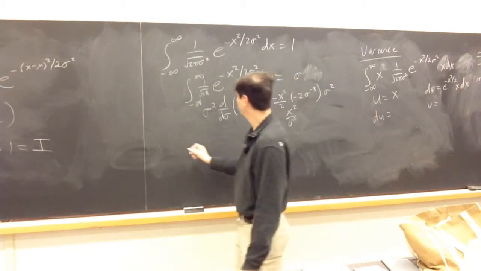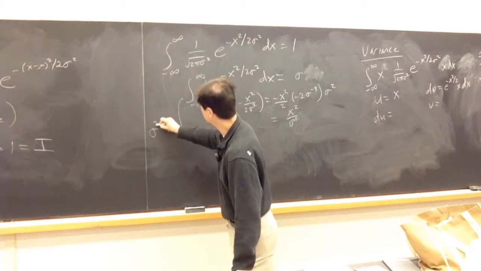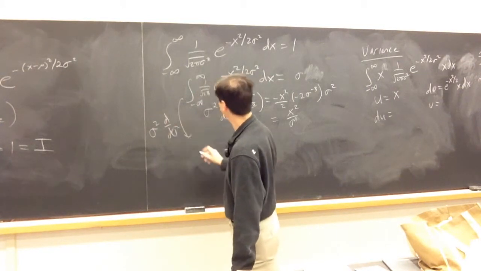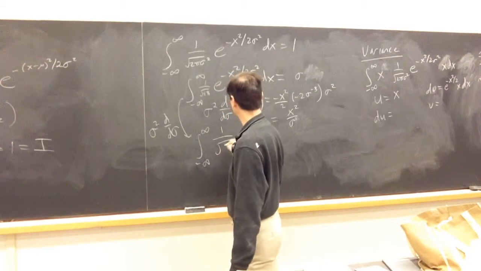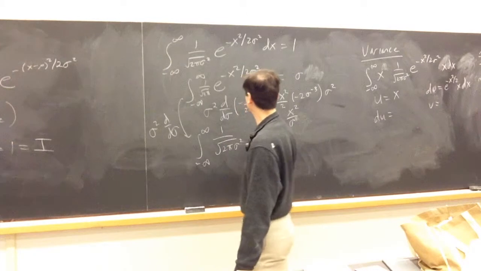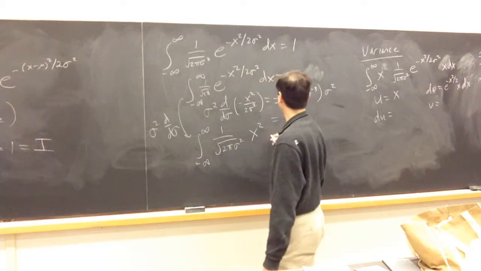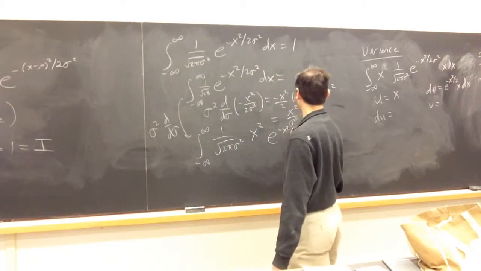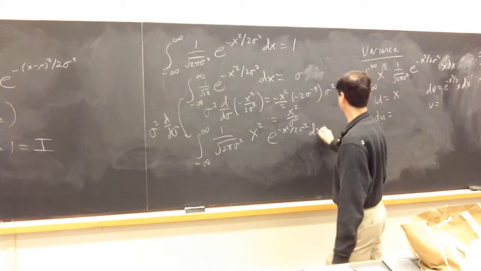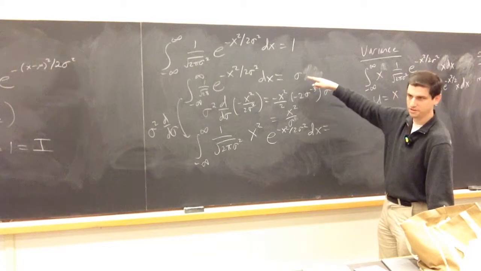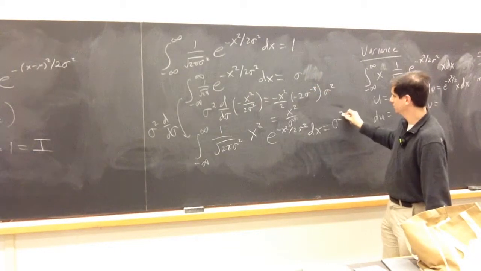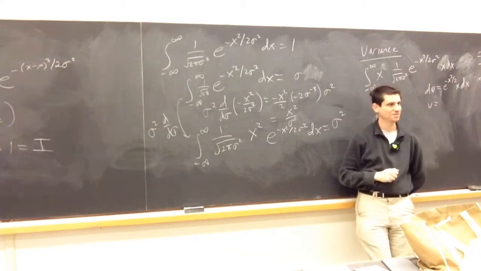And so now, when we apply sigma squared d by d sigma to both sides, we now get the integral from minus infinity to infinity of 1 over square root of 2 pi sigma squared x squared e to the negative x squared over 2 sigma squared dx. All right, now we have to take the derivative of this with respect to sigma, 1, and then multiply by sigma squared. And here's the variance. Sigma squared. One line bypasses integration by parts.